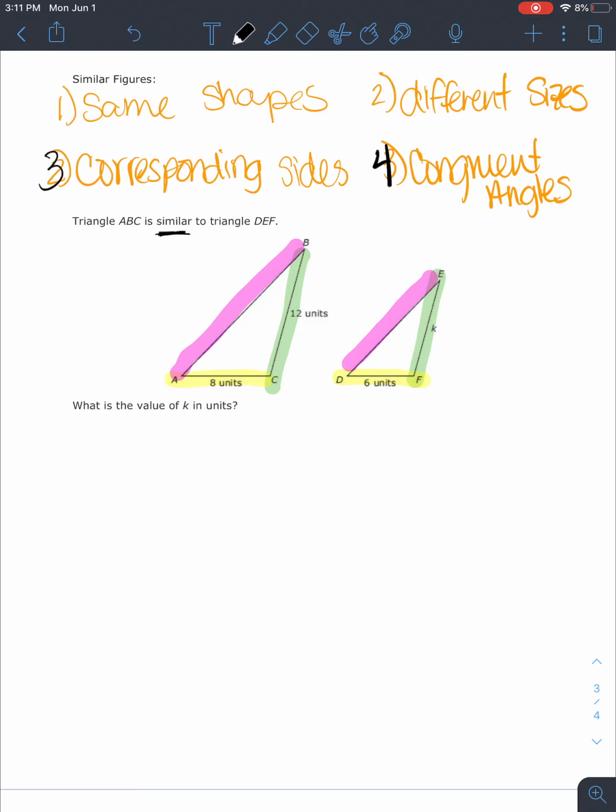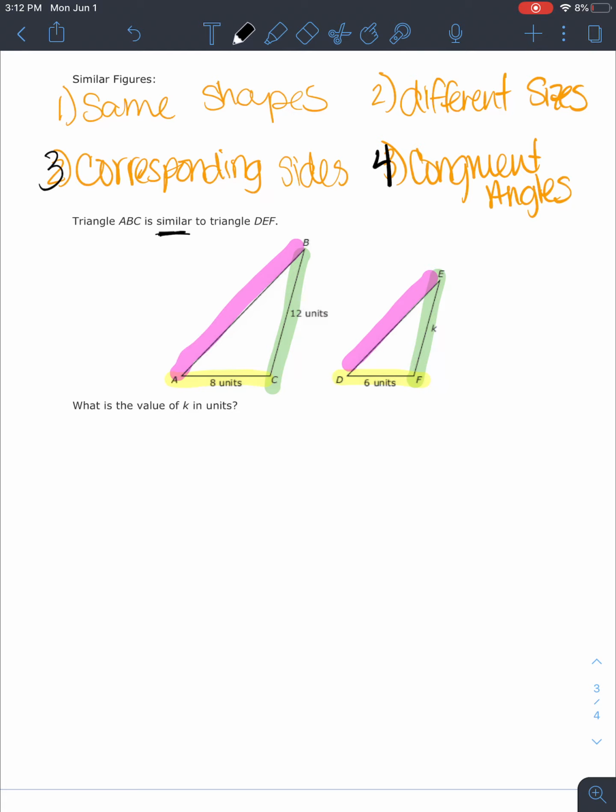The first thing, it means that they're the same shape. A trapezoid is not similar to a triangle. A circle is not similar to a square. So when we talk about similar figures, first and foremost, they are the same shape. Second thing, they are different sizes. One's big and one's small, and a lot of times that's how I label mine, as big and small.